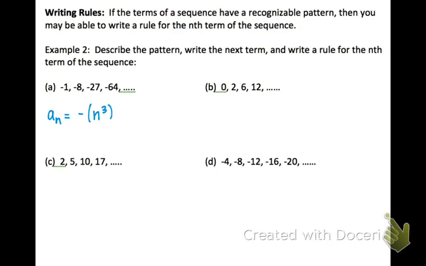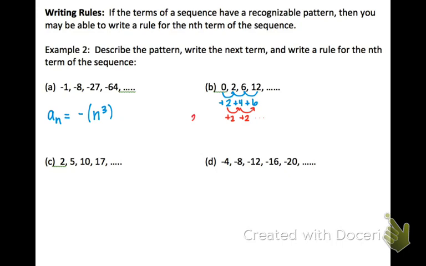I look at the differences. I don't notice a pattern right away here, so I say to get from 0 to 2, I added 2. From 2 to 6, I added 4. From 6 to 12, I added 6. There's no constant difference there yet. There's a pattern, but there's not a constant difference. I didn't get plus 5, plus 5, plus 5, or something like that. But if I were to do this again, I get plus 2, and we can guess that that would continue on this way.